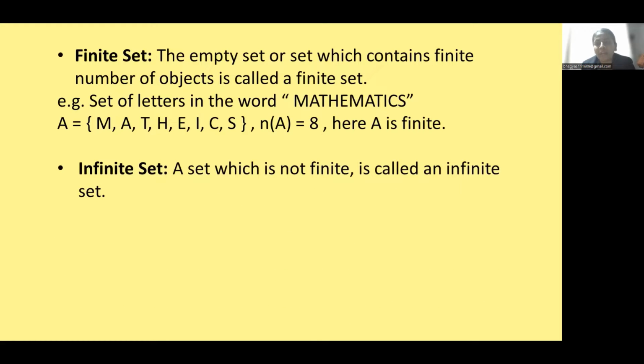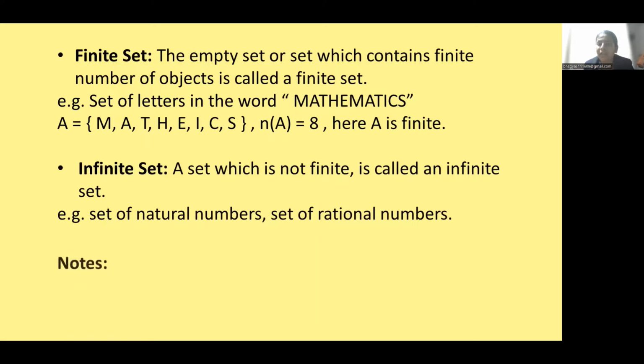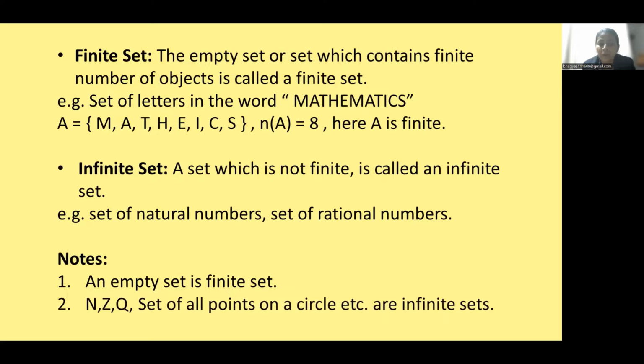Then next type is infinite set. A set which is not finite is called an infinite set. For example, the set of natural numbers, rational numbers, real numbers, all these are infinite sets. Then there are some notes. An empty set is a finite set. Empty set मध्ये एकही एलिमेंट नसतं, तरी सुद्धा आपण त्याला फायनाइट सेट असंच म्हणणार आहोत. Second note: N, Z, Q, and the set of all points on a circle, etc. are all infinite sets.